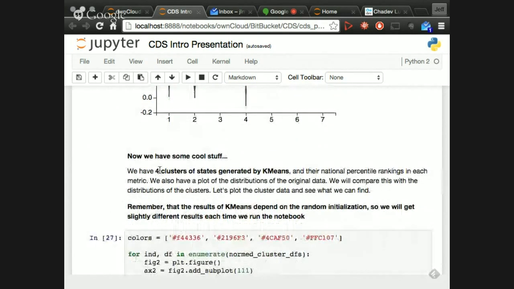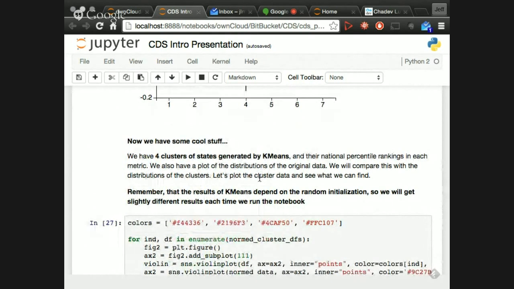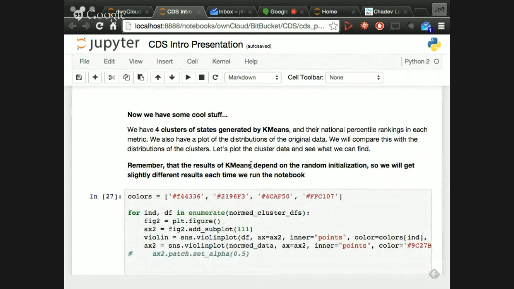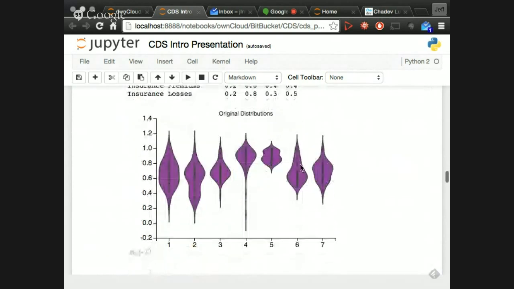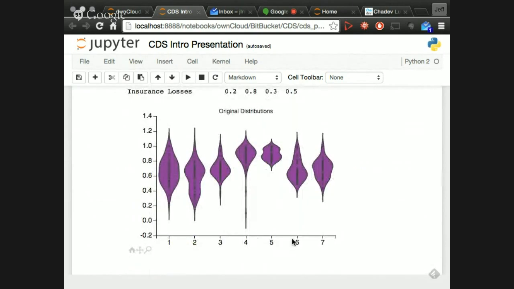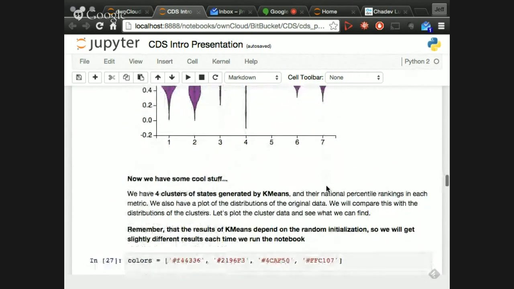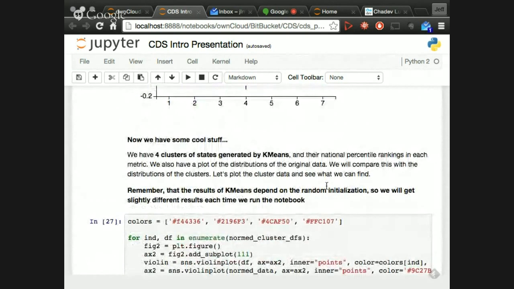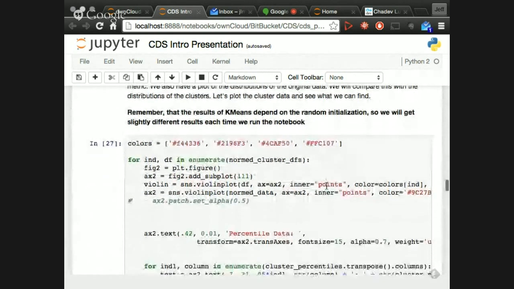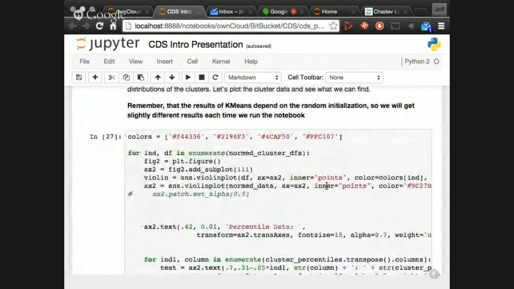So yeah, we have some cool stuff, at least I think it's cool. The 4 clusters of the states generated by k-means. K-means results depend on random initialization, so every time we run it, we'll get slightly different numbers. This data set, because some of it's pretty widely distributed, does differently. There are 2 scenarios that it likes to converge in. That's something you should definitely keep in mind when you use it for a real problem.